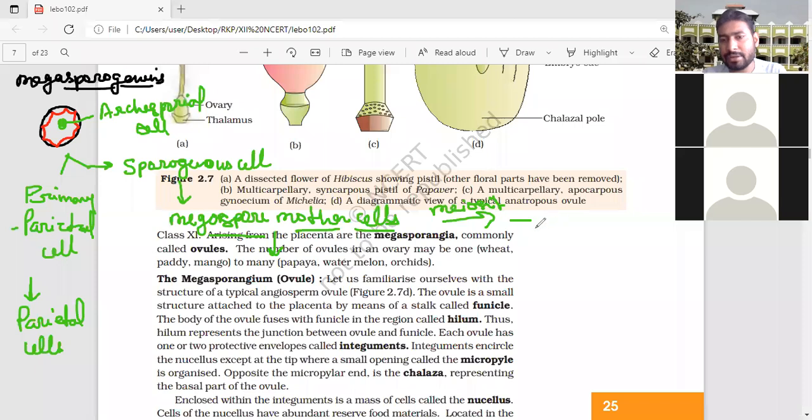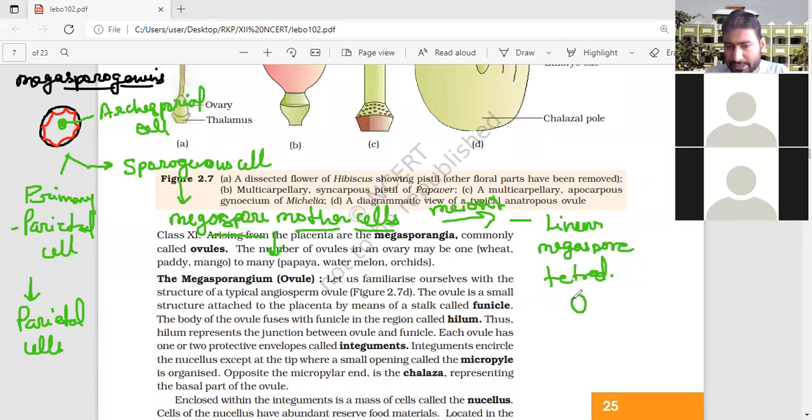They form the linear tetrad. Just look at what I'm writing and try to understand it. Your concept should be clear. After meiosis, they form the linear megaspore tetrad. I already told you, the linear megaspore tetrad.